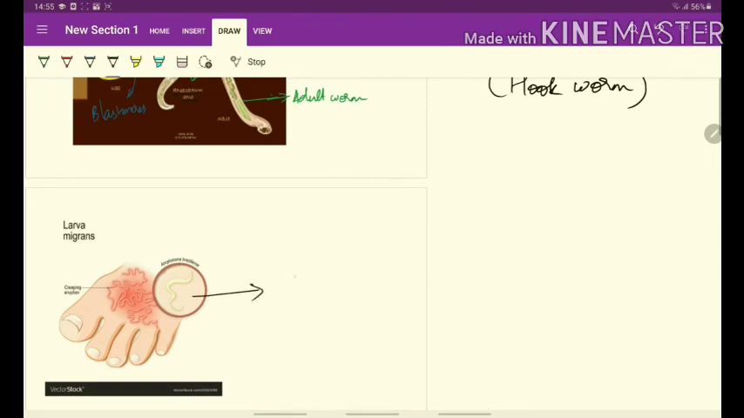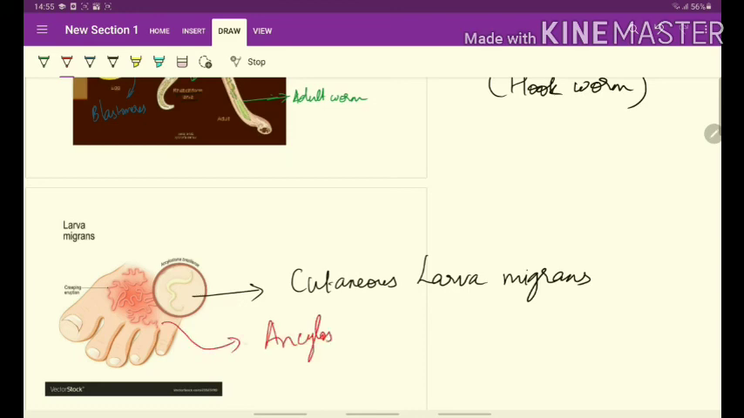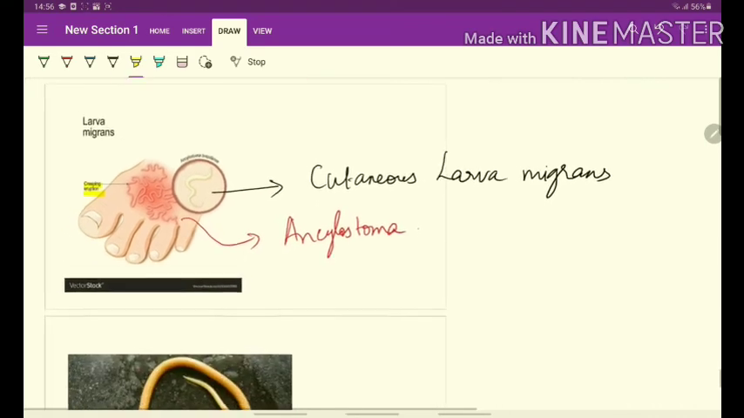This image shows a condition called cutaneous larva migrans, caused by the migrating larva, most commonly seen with Ancylostoma. The larva of Ancylostoma causes cutaneous larva migrans, in which there is creeping eruption seen most commonly in the extremities.